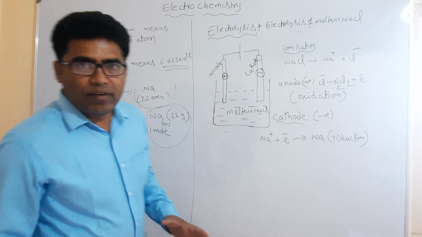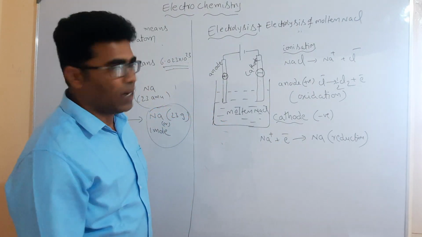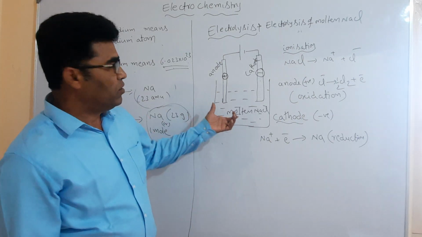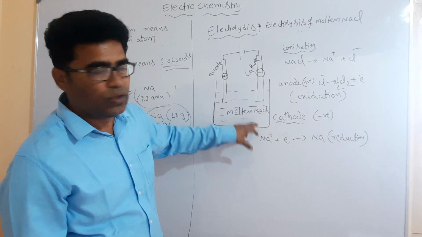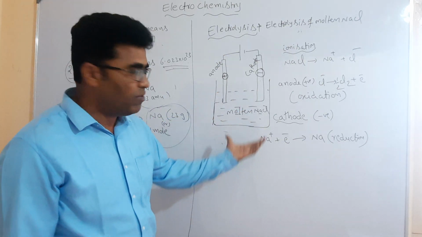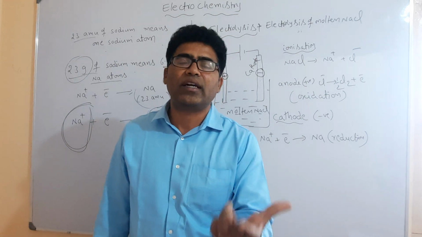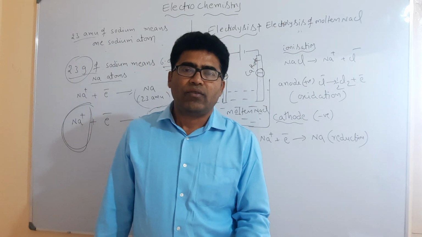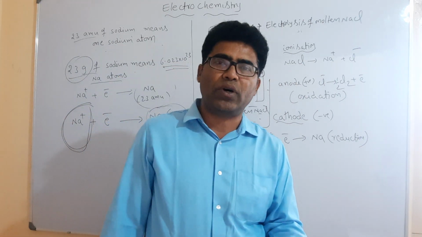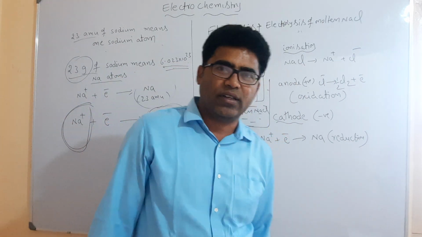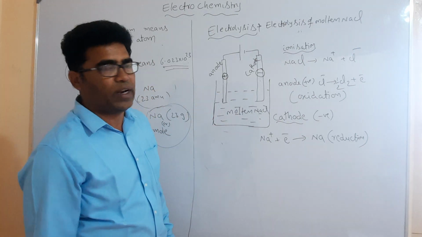So actually, first you have to learn electrolysis. Now what is electrolysis? Here you observe, this is a beaker containing molten NaCl through which electricity is passed. First of all, this molten NaCl is called an electrolyte. What is an electrolyte? The substance which allows electricity to pass through it is called an electrolyte.